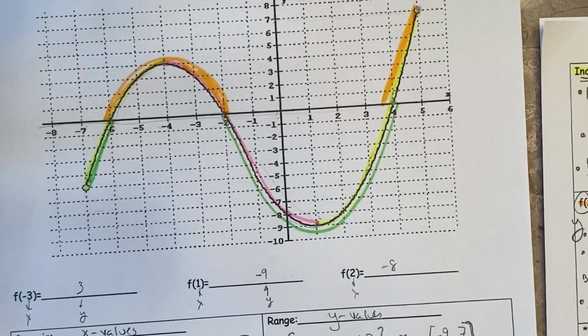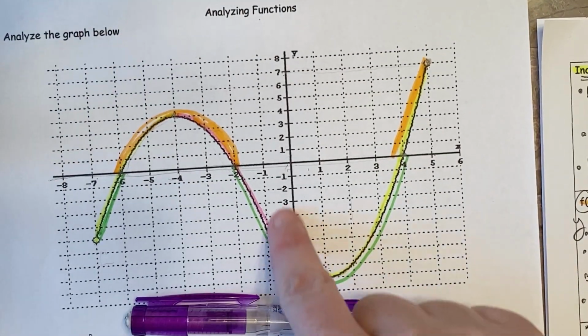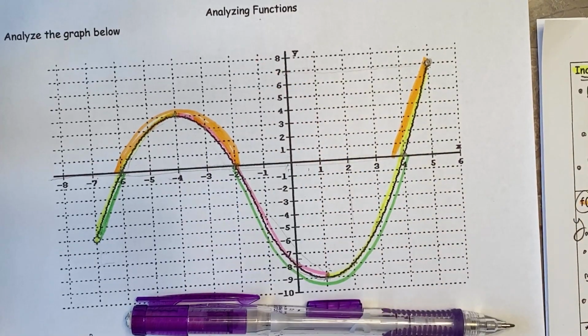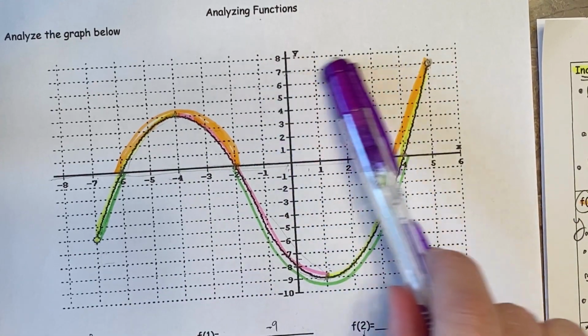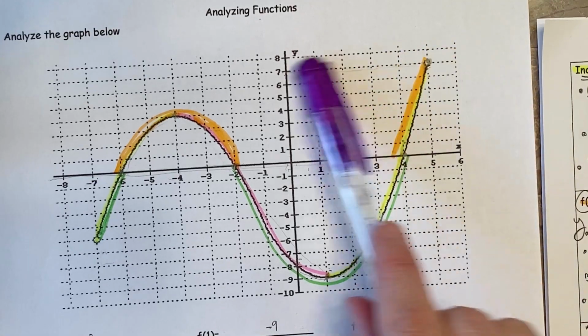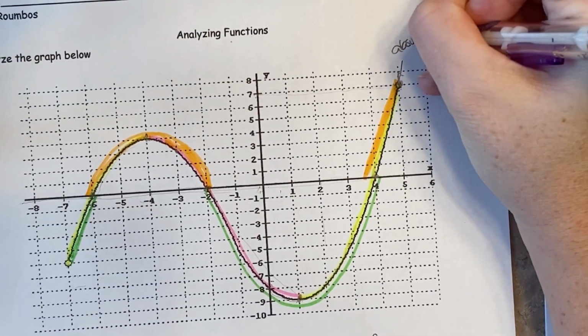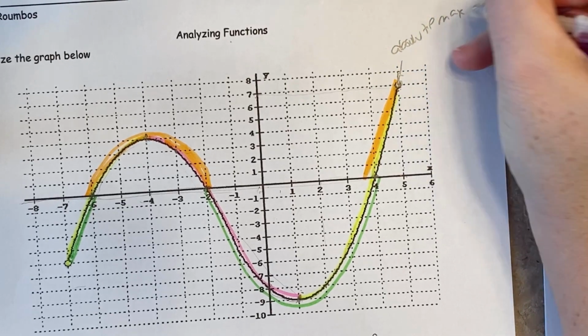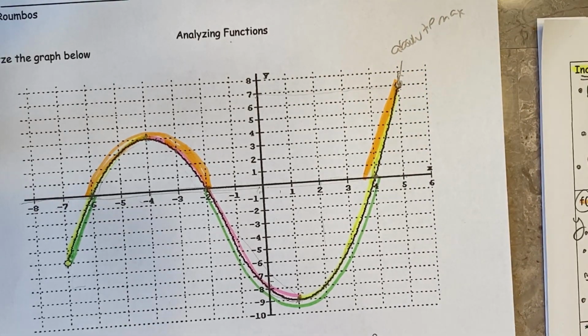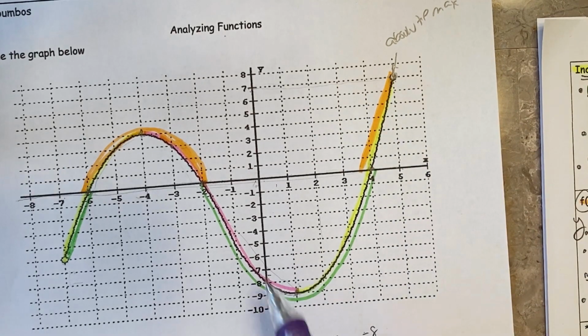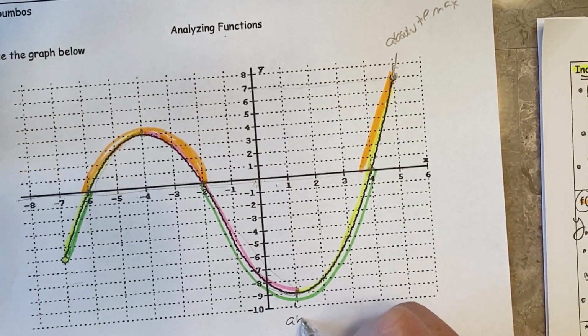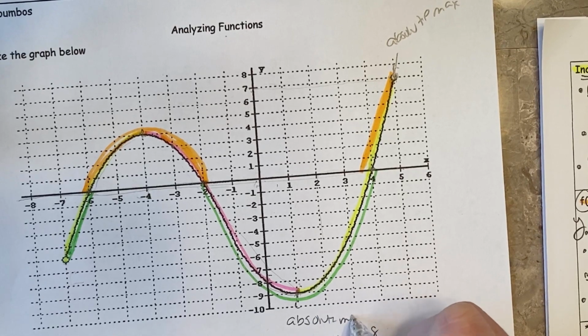Okay. So where do we see the highest point on the graph? Well, the highest y value on the graph is 7. And that coordinate is (5, 7). Okay. So this right here, we're going to write absolute max. That's an absolute max. Okay, where is the lowest part? Well, that's right here, -9. So this is going to be absolute minimum.